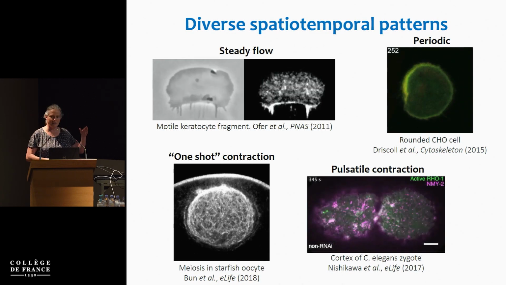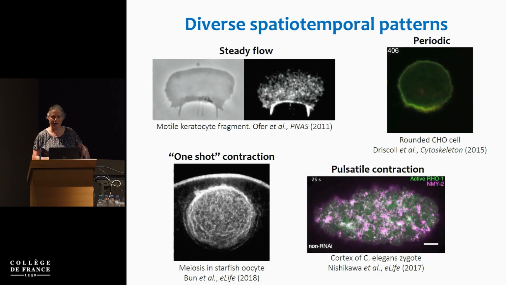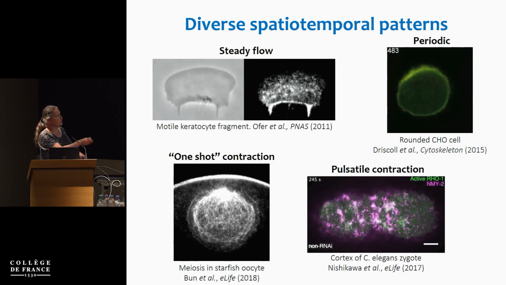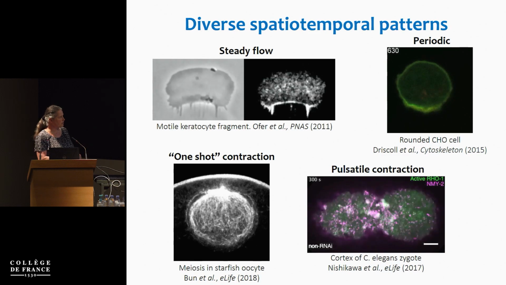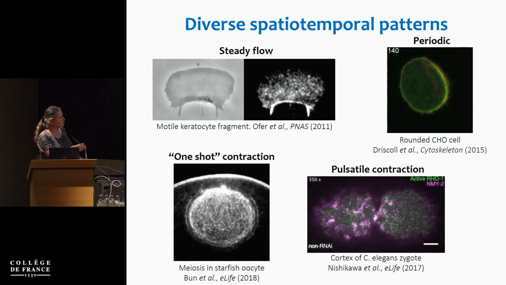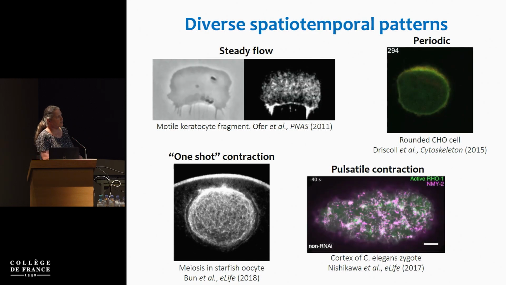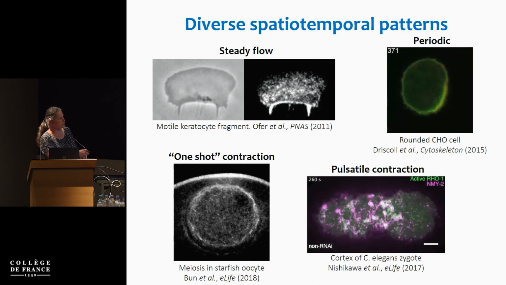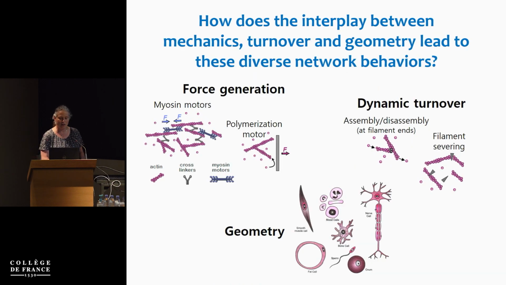So you can see steady flow, like in these motile keratocytes. You can see periodic variation, like you see in these traveling waves here. There are examples with one-shot contraction, where, for example, in this starfish oocyte, the network contracts and brings the chromosomes together in a single contraction event. And then there are examples of pulsatile contraction, for example, here in the cortex of the C. elegans.